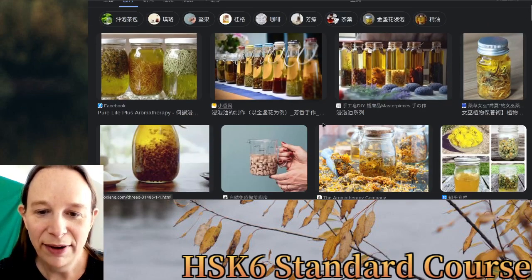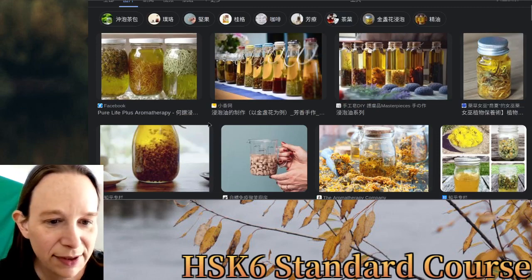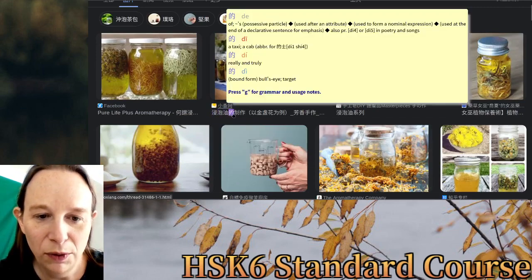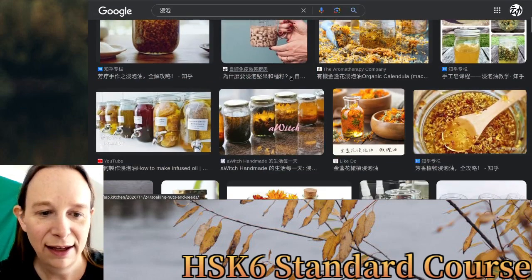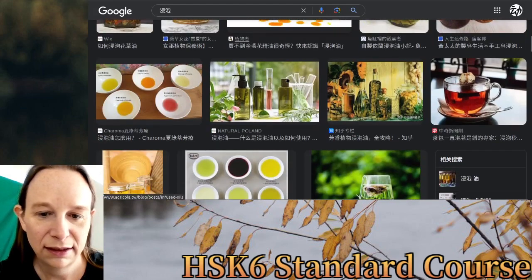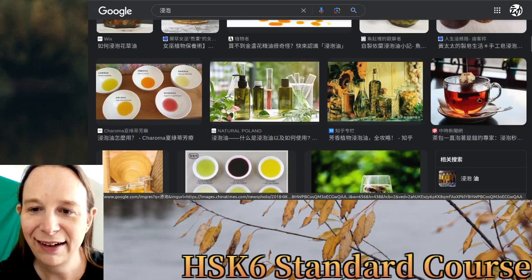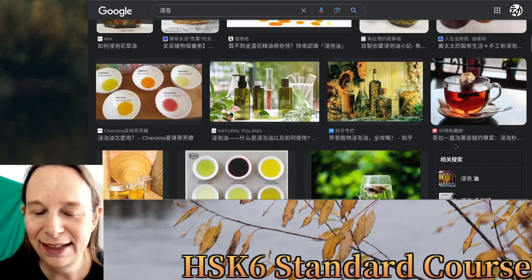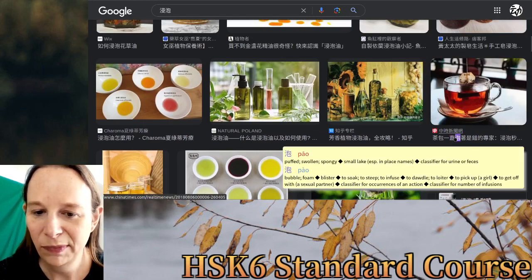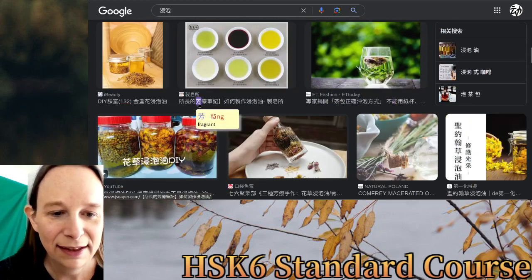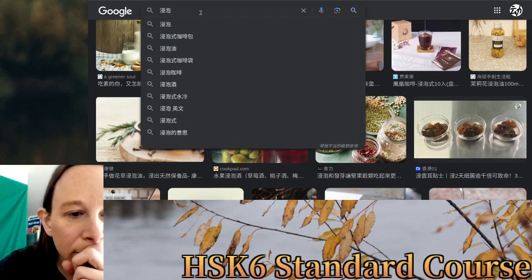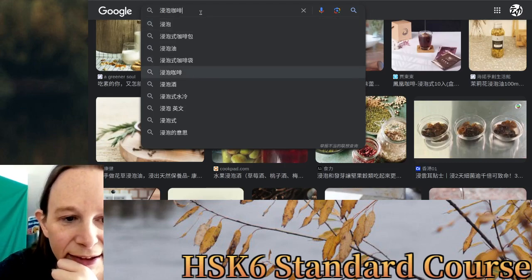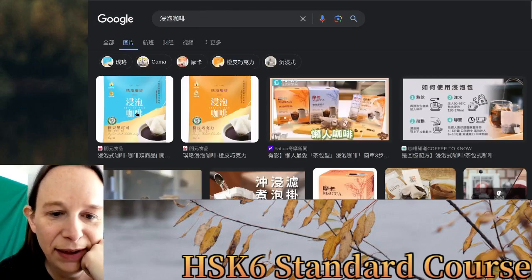Okay, so they're soaking herbs or vegetables or something. 浸泡油的制作, so they're soaking it in oil. 浸泡, okay, so they're soaking the tea bag, right? So this is more like steep, yeah, infuse. 浸泡, so there's different types of 浸泡. 浸泡酒, 浸泡咖啡, infused coffee.